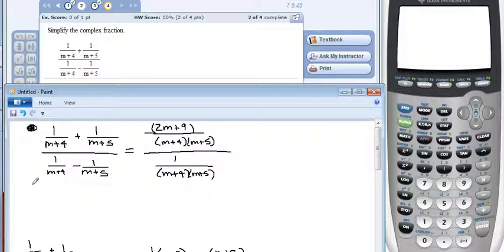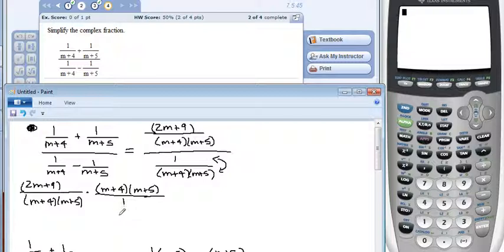So what I'm going to do is I'm going to leave my front one alone, my 2m plus 9 over m plus 4 m plus 5, and I'm going to multiply by the reciprocal of this, m plus 4 over m plus 5, because remember that's how we divide fractions, is we multiply by the reciprocal. And now I'm free to throw all this into one big fraction because that's how multiplication works, right? I can just squish it all together.